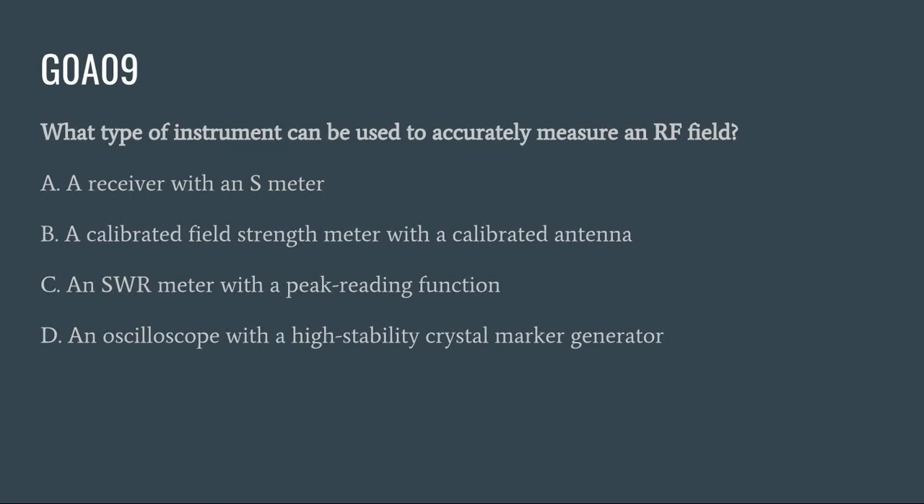G0A09, what type of instrument can be used to accurately measure an RF field? A, a receiver with an S meter. B, a calibrated field strength meter with a calibrated antenna. C, an SWR meter with a peak reading function. Or D, an oscilloscope with a high stability crystal marker generator. The answer here is B, a calibrated field strength meter with a calibrated antenna.